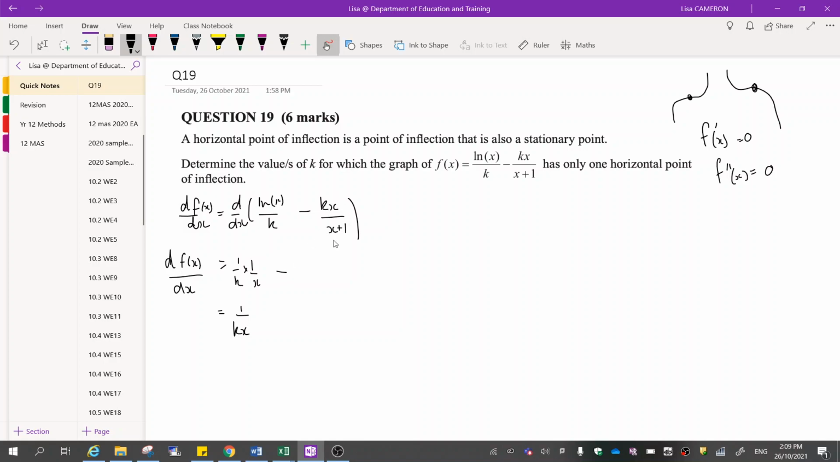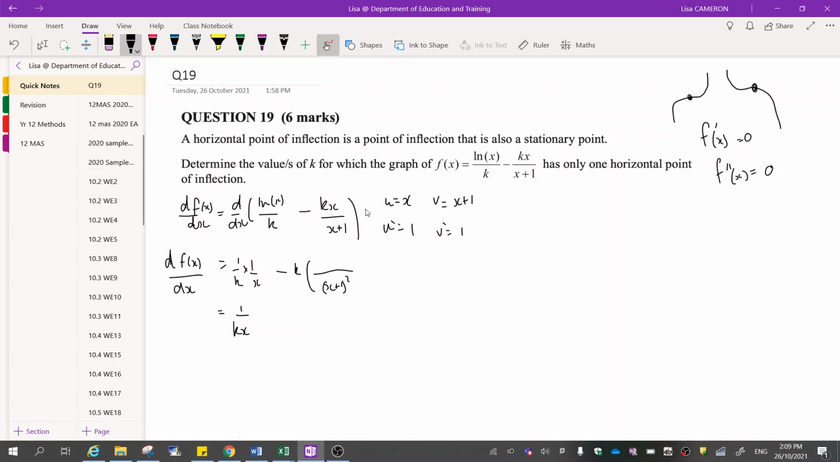Okay, minus, now I'm going to take the derivative of this statement here. So it'll be k. Now I'm going to let u equal x, so u dash equals 1. And I'm going to let v equal x plus 1, v dash equals 1. Now I'm going to put it into the quotient rule to work out what is going in this section here. So on the bottom, it'll be x plus 1, that whole part gets squared.